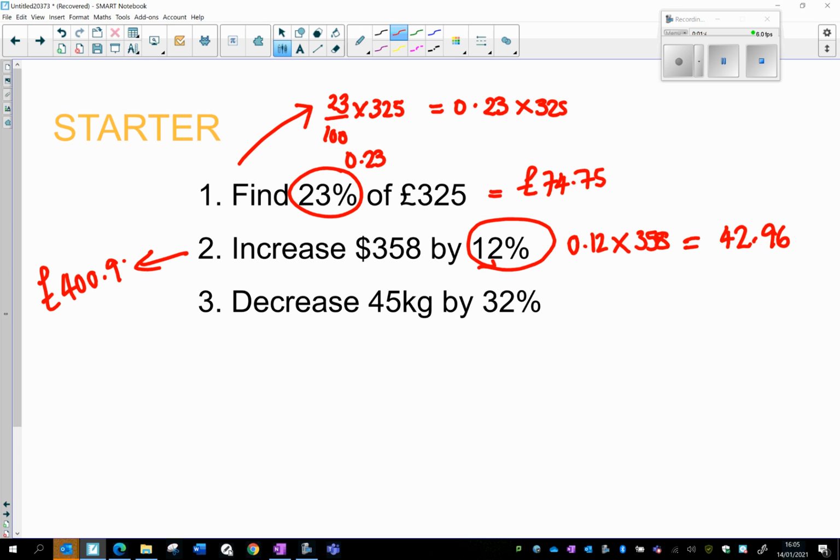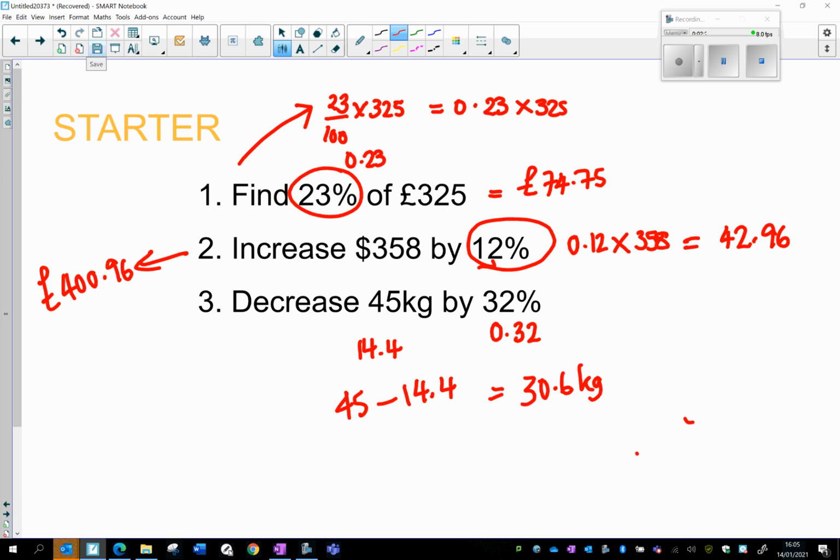And if I add that to the original 358, that comes out as £400.96. Okay, right. I want to decrease 45 kilograms by 32%. So 32%, 0.32. If I do 0.32 multiplied by 45, that comes out as 14.4. If I then want to decrease, I'm going to do 45 kilograms, take away 14.4 kilograms, and that comes out as 30.6 kilograms.